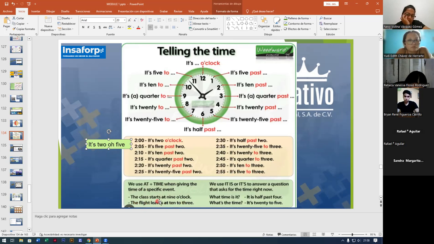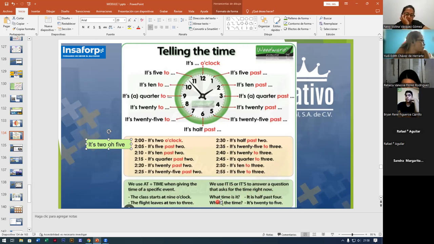Another example here, the class starts at 9 o'clock. The flight leaves at 10 to 3. So it's not exactly at 3, but it's missing 10 minutes to go to the hour, right? To the specific hour. We use it is or it's to answer a question that asks for the time right now.